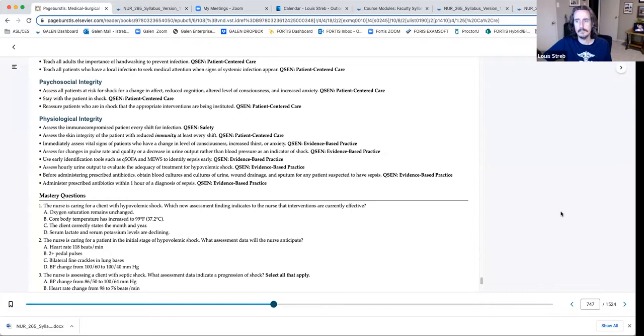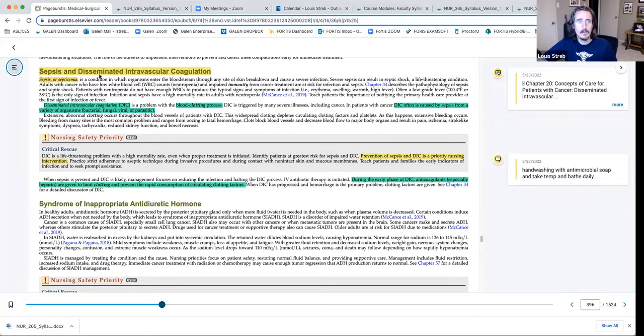All right, this is the last part, and we were just talking about the DIC, which is disseminated intravascular coagulation. So there's actually coagulation, there's a blood clot. When we think about the blood clot, what is it doing? It's causing a lack of perfusion. But with this one, it also causes that fluid to start to third space out a little bit. So bleeding from many sites is the most common problem, anywhere from oozing to actual gross hemorrhage.